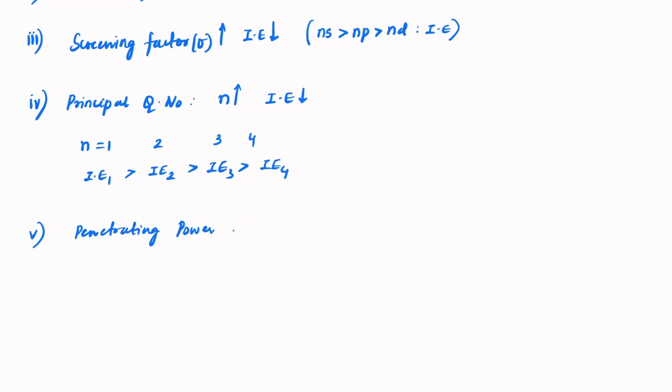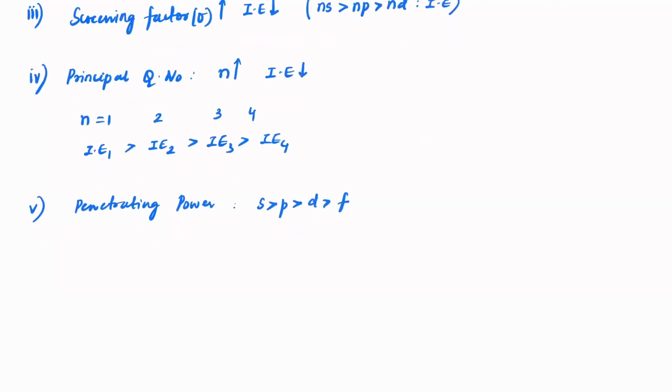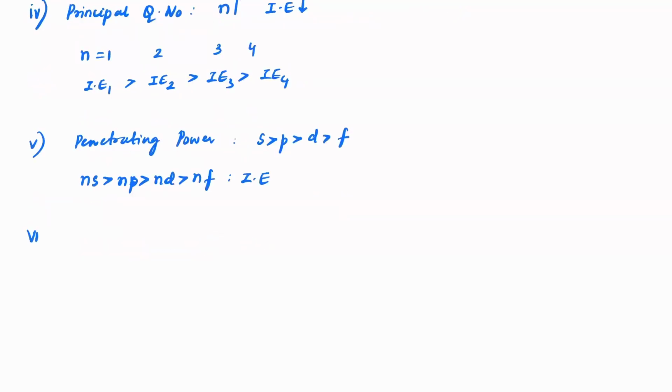That is, we learned that s has more penetrating power than p, d, and f. And if this penetrating power is more for a particular orbital, ns, np, nd, and nf, I just told you that this is how the ionization factor will vary. Got it? The sixth factor is about half-filled nature.